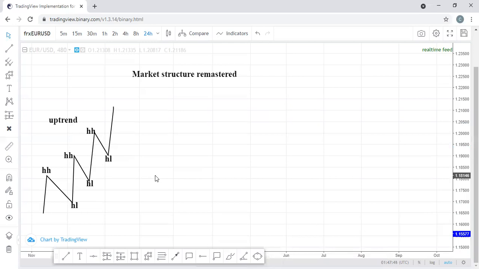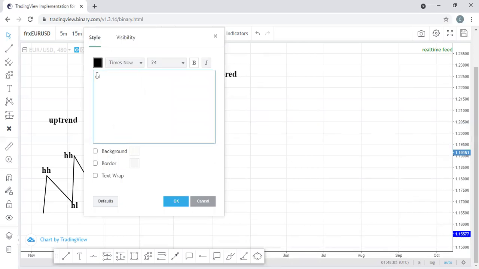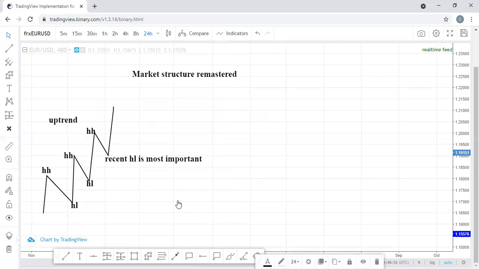Now, one thing you should know about an uptrend is that the most important part of an uptrend is the recent higher low, because that is where the break of structure happens. It happens at this point. You can also draw a box here. This point here is the most important part of an uptrend, the recent higher low, because that's where a break of structure happens.